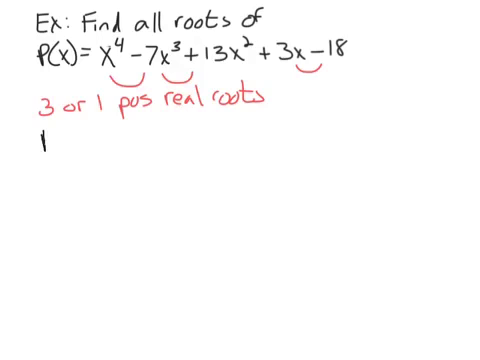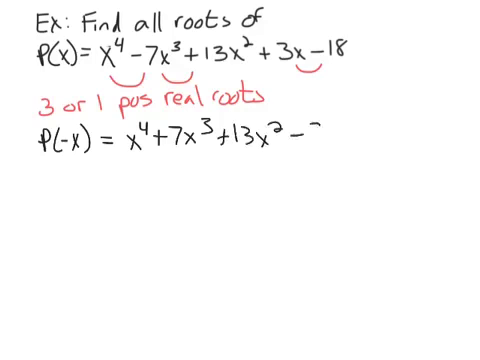Let's look at p of negative x. If I replace x with negative x, x to the fourth doesn't change, x cubed does change, x squared does not change, x changes, and my constant term will never change. That's why it's called a constant. Now let's count the sign changes. Positive, positive, positive, negative. 1 sign change. So 1 negative real root.